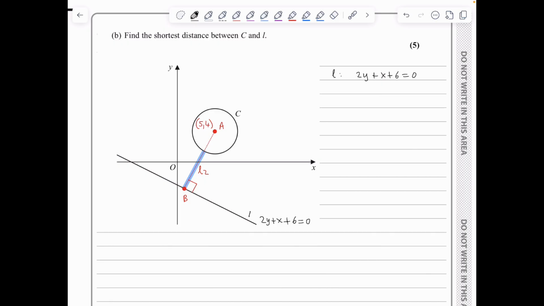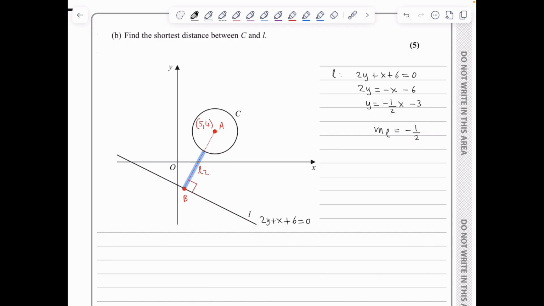The idea is the following. If I can find the gradient of this line, I can use the flipped gradient to find the gradient of AB, which is perpendicular to the line L. So I'm going to put it in the standard form. So we've got 2y is equal to minus x minus 6, leading to y is minus a half x minus 3. And therefore the gradient of the line L is minus a half.